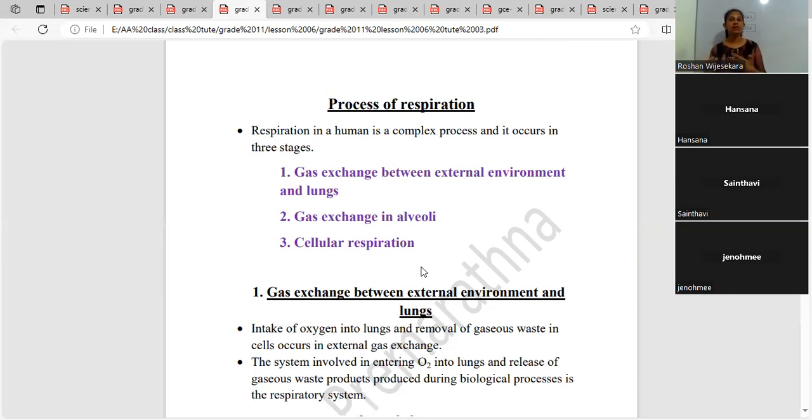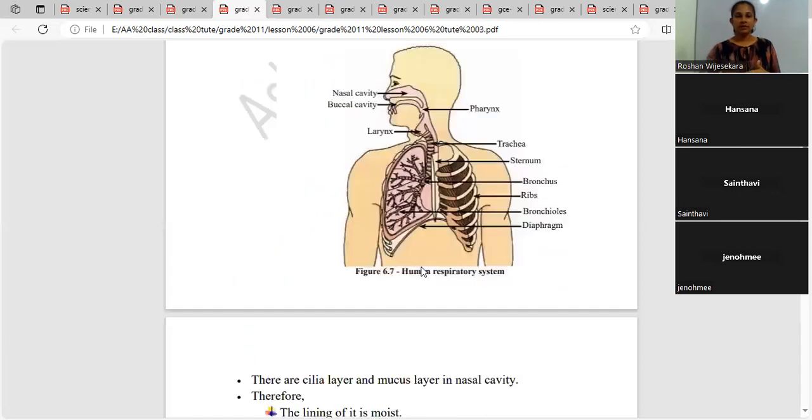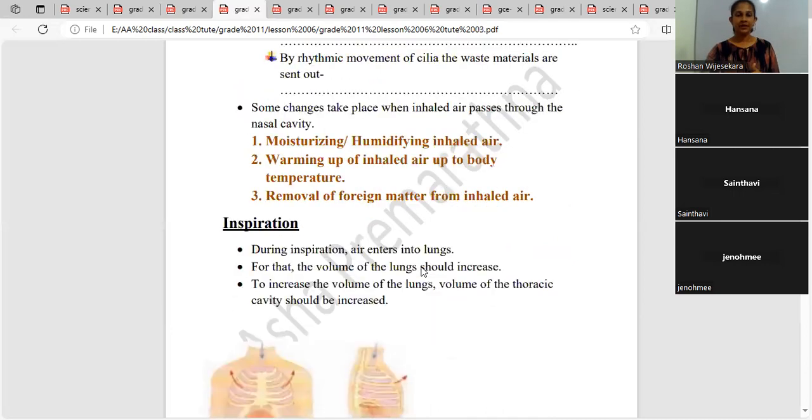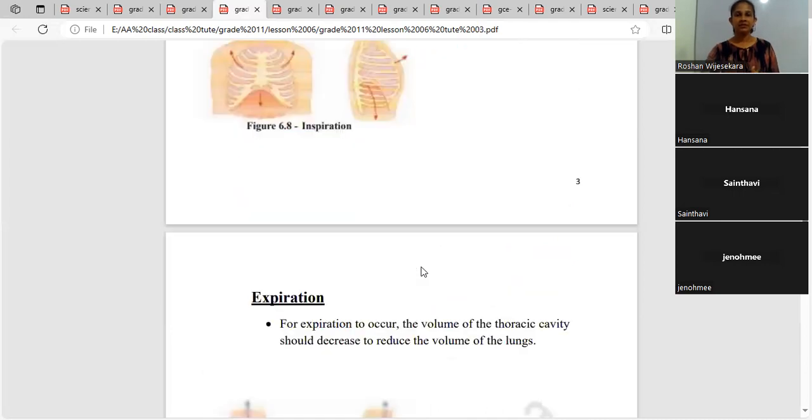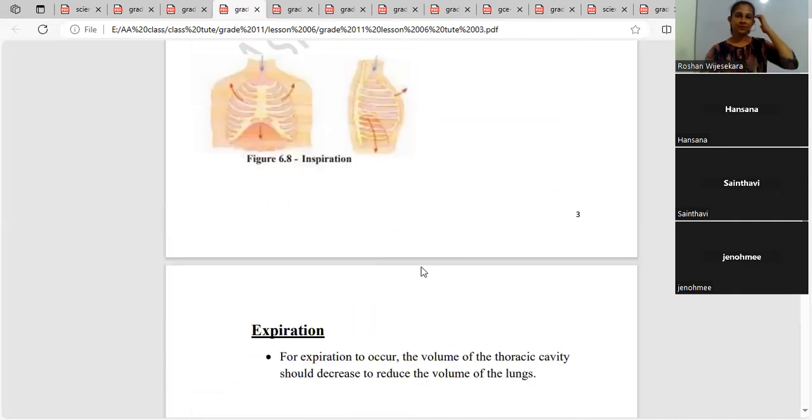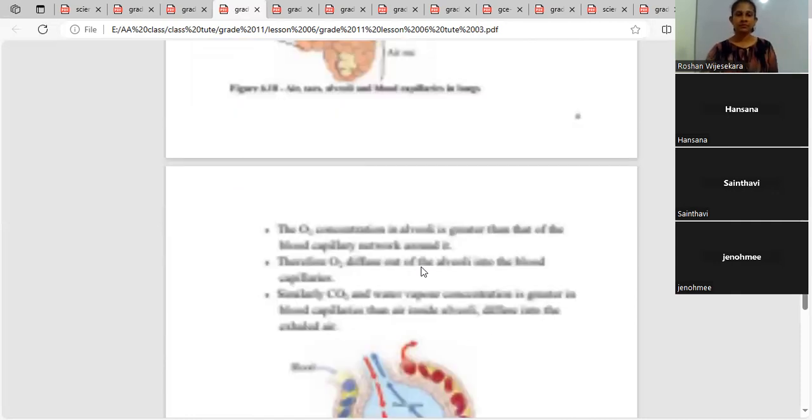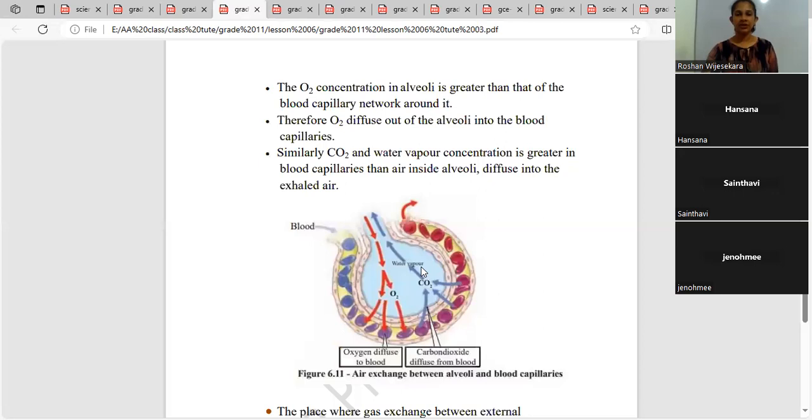Gas exchange in alveoli and also cellular respiration. Inside cells, there is a process that produces energy. Okay, we inhale oxygen to produce energy. That is the complete respiration process, not only gas exchange, the inhale and exhale. Yes, we discussed these things. Inspiration and expiration process, and alveolar exchange.